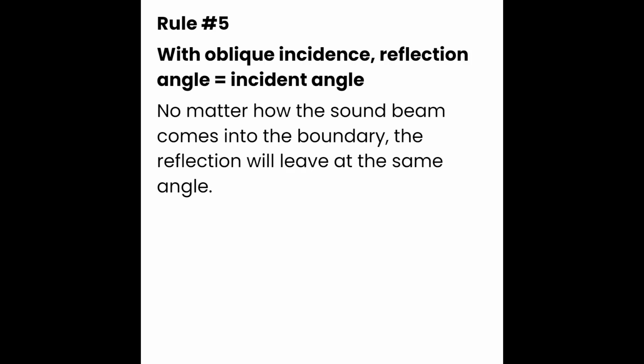Rule number 5 does tell us one thing we do know about oblique incidence, that if there is reflection, the reflection angle is going to equal the incidence angle. So no matter how that beam comes into the boundary with oblique incidence, the reflection, if it happens, is going to leave at the same angle.